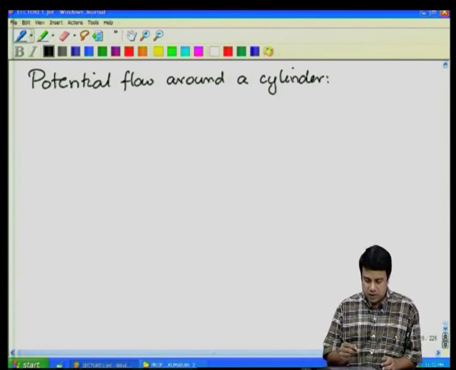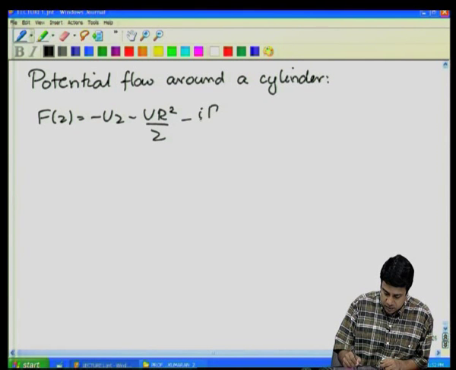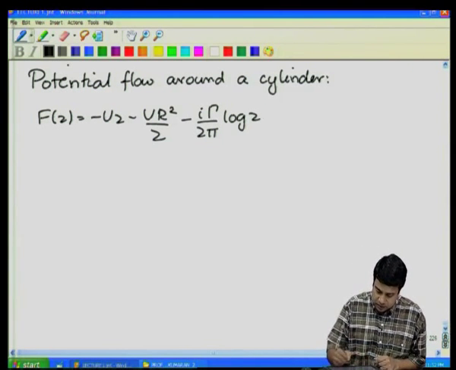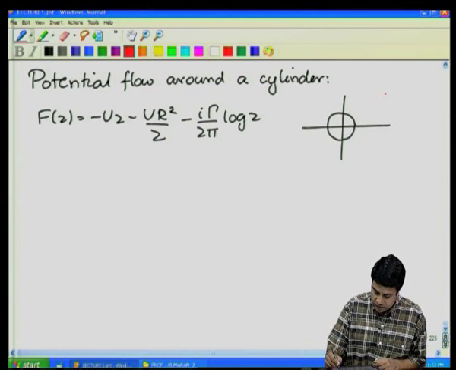And if you recall, in the last lecture we had taken a function f of z of the form minus u z minus u r square by z minus i gamma by 2 pi log z. And I showed you that this corresponded to the flow around a cylinder where the fluid was coming in with the velocity minus u far away.